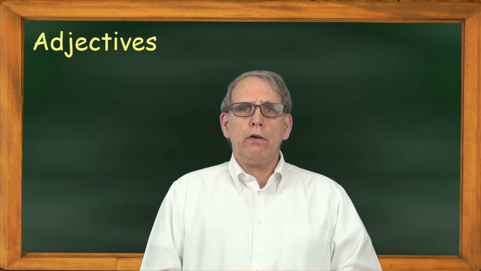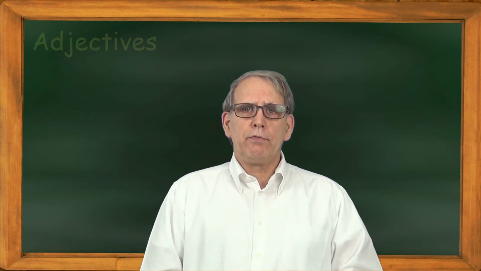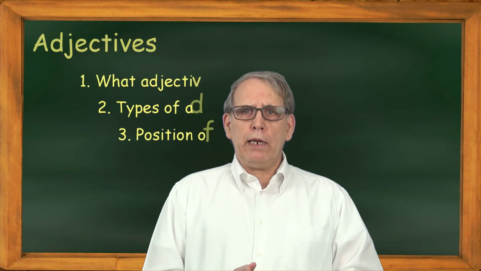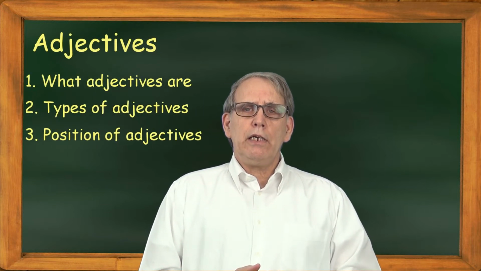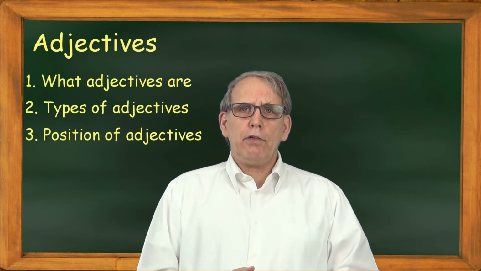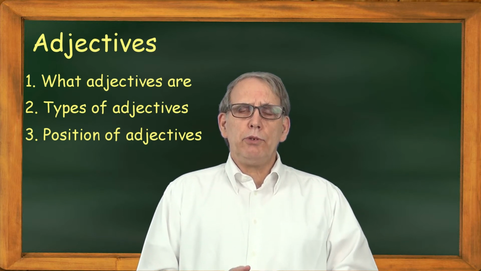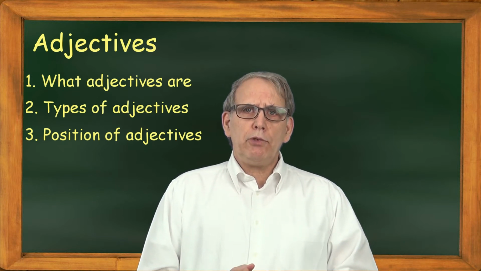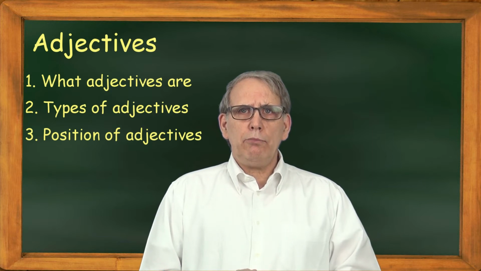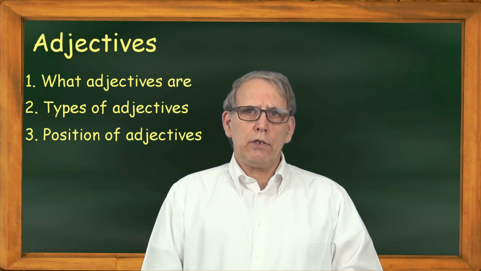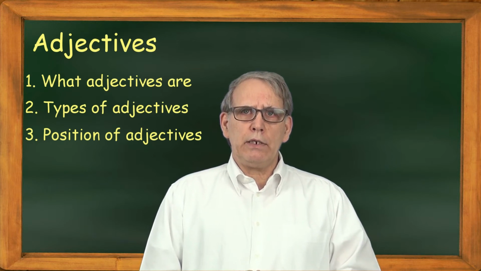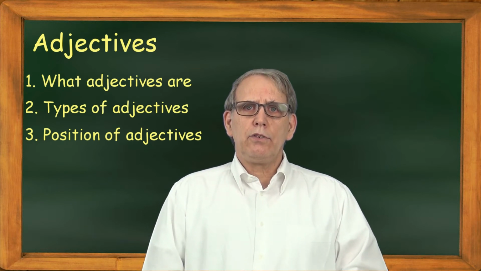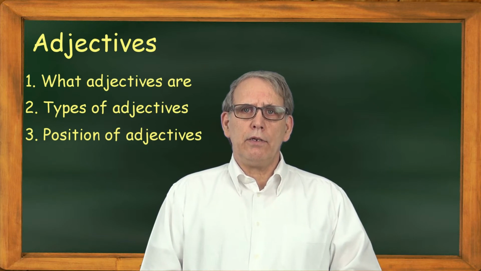In today's video, I'm going to talk about adjectives. First, I will explain what adjectives are. Then I'll talk about the various types of adjectives in the English language. After that, I will talk about the position of adjectives. By position of adjectives, I not only mean where adjectives go in a sentence, but the order in which they go when we place more than one adjective in a sentence. So if you're ready, let's get started.